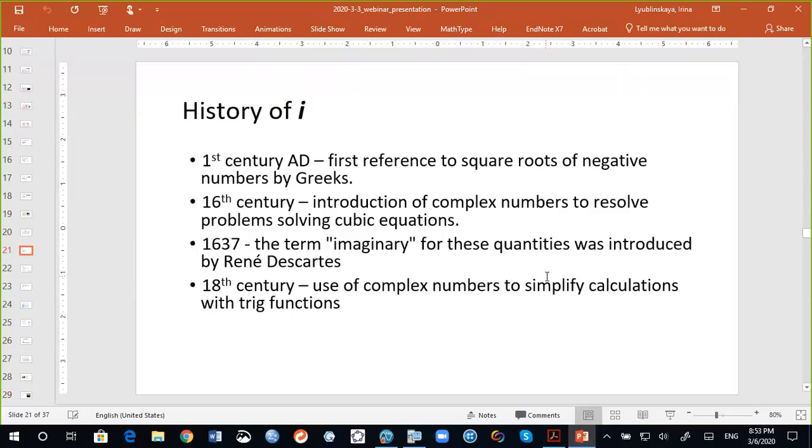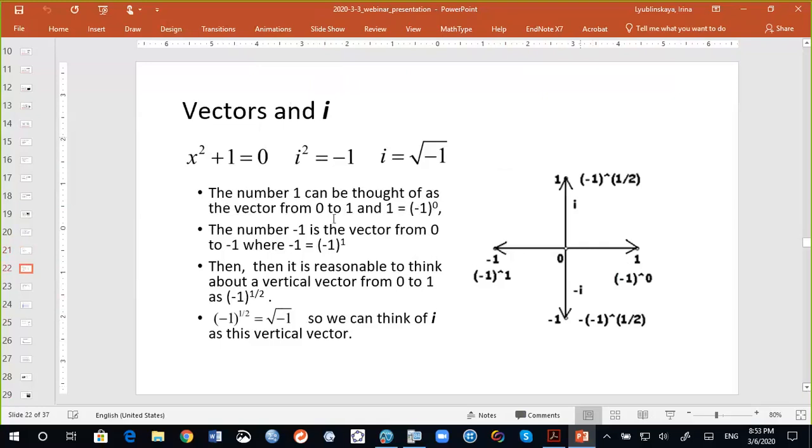In the 16th century, the complex numbers were introduced in order to solve cubic equations. And then in the 17th century, René Descartes called it imaginary, and the name stuck. And then in the 18th century, the complex numbers were used to simplify calculations of trig functions. So let's take a look at the i here.